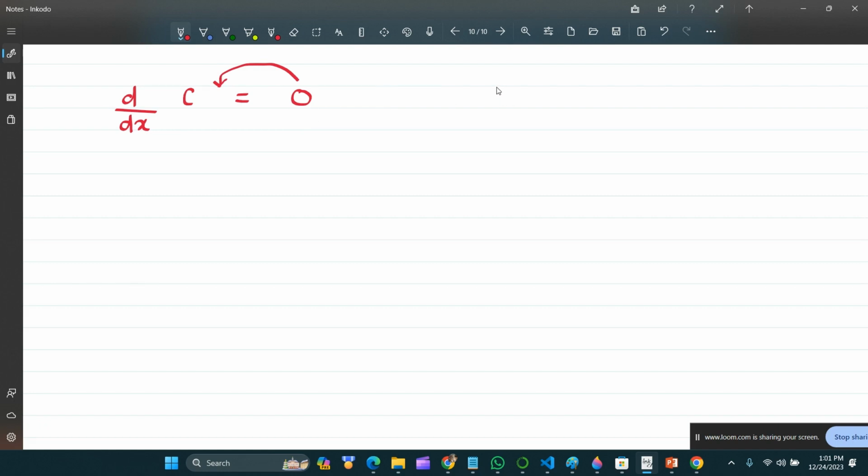Okay, so I will take integration of 0. This dx will be here, and as this integration is with respect to x, we have to take dx. It is equal to this function. Integration of this will be this function, that is c.